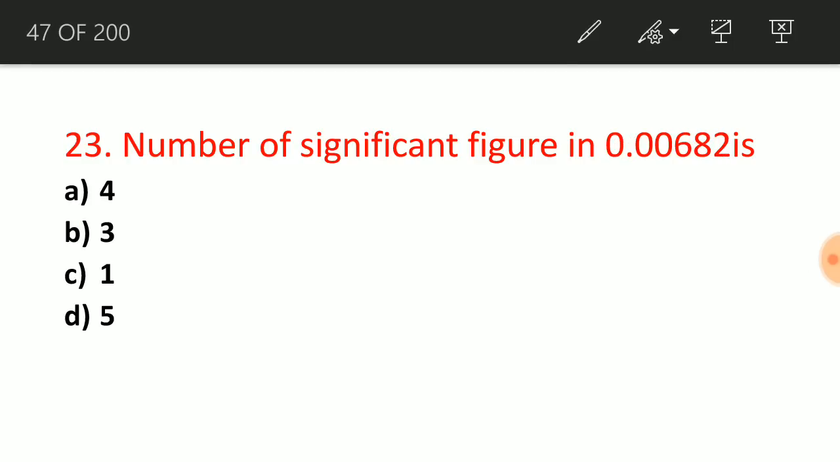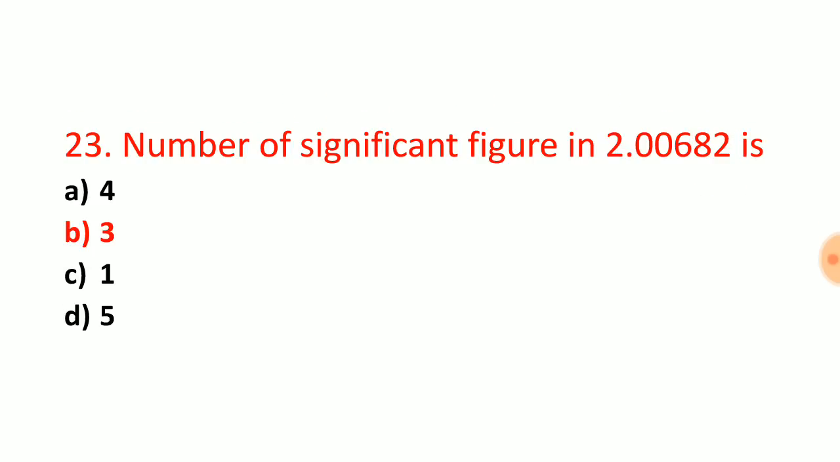The number of significant figures, here this 0 and 0 are not significant because there is no any number here at the beginning, and the number started from 6, and 6, 8, 2, there are 3 numbers, they are significant. So option choice B is the correct answer for question number 23.